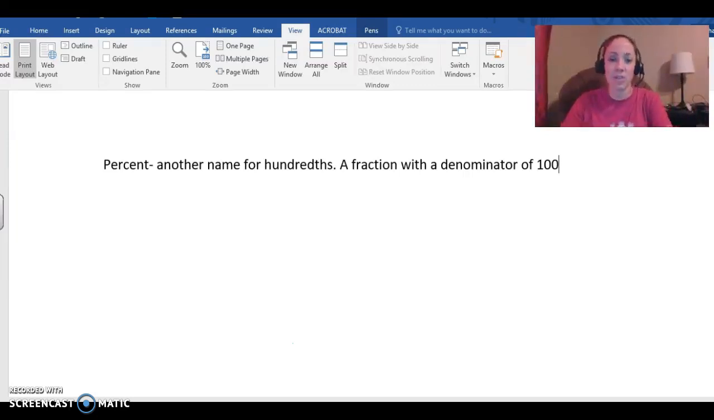Here is the definition of percent, and you need to make sure you get this in your notes. A percent is another name for hundredths. A percent is basically a fraction with a denominator of 100. Even the percent sign, up there above your 5, actually means out of 100. So make sure you get that in your notes as well. Percent is another name for hundredths, a percent is a fraction with a denominator of 100, and the little percent sign means out of 100.